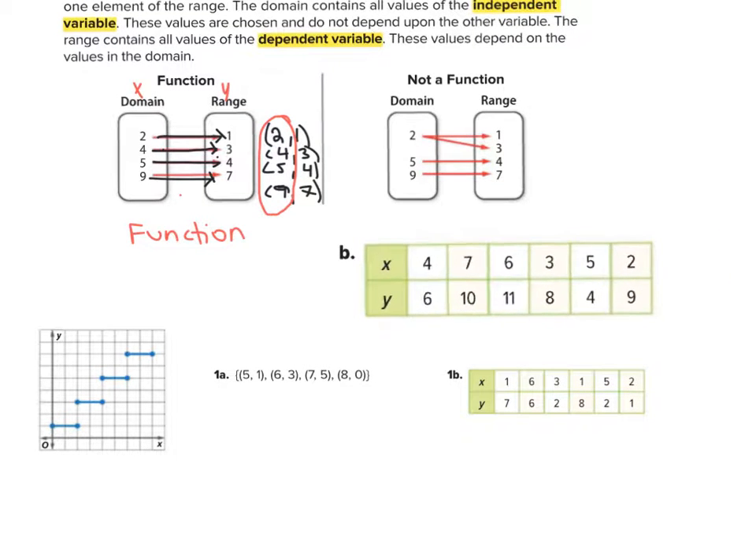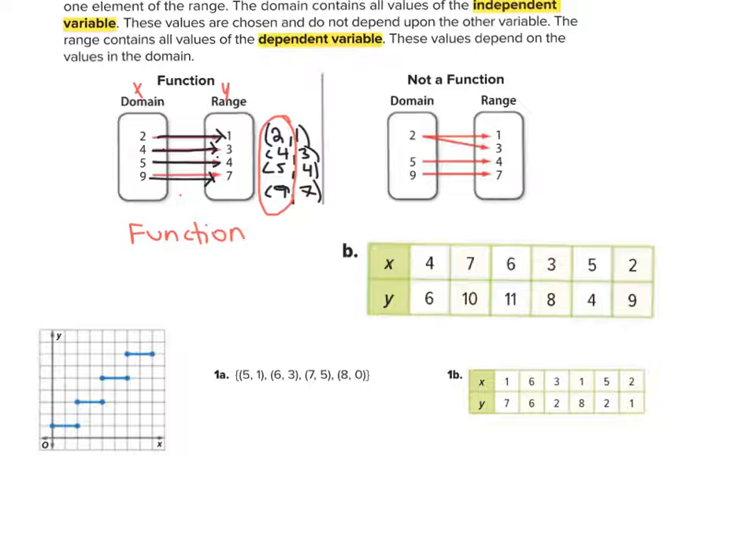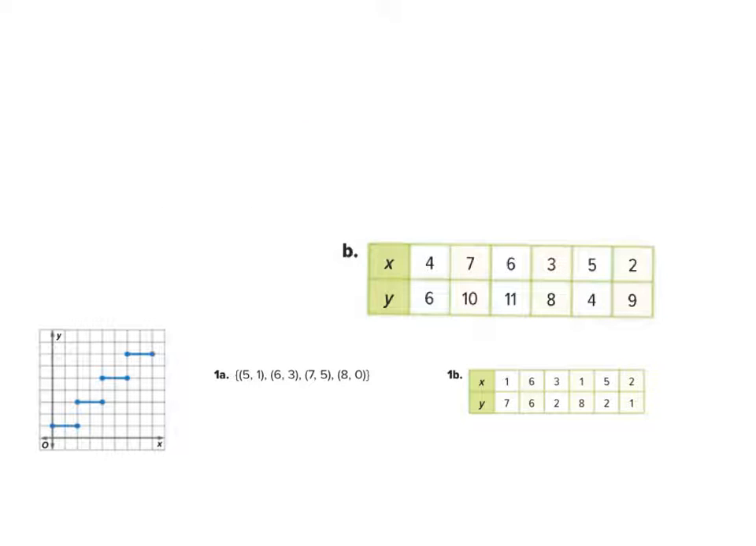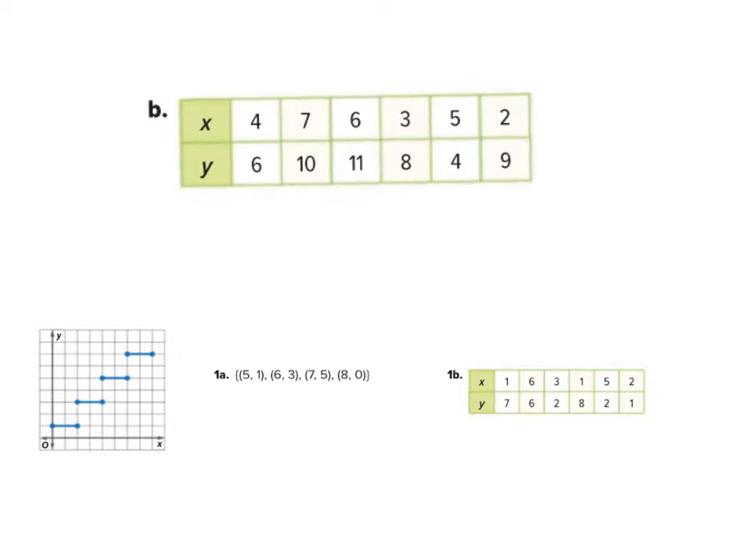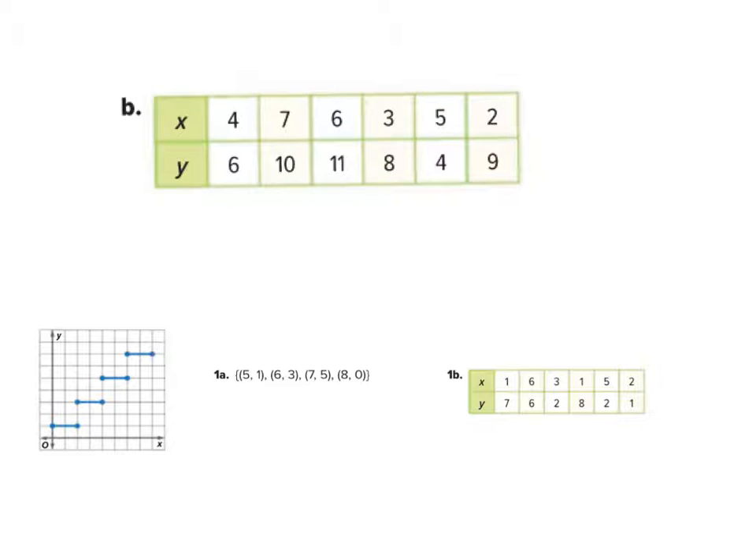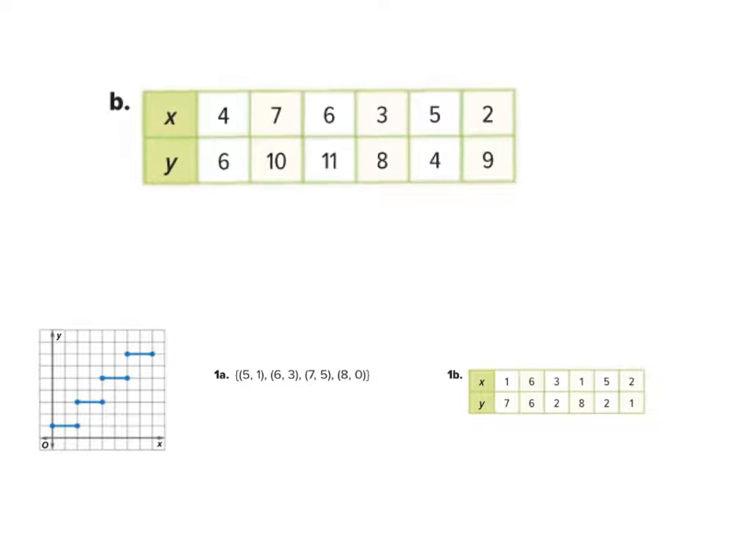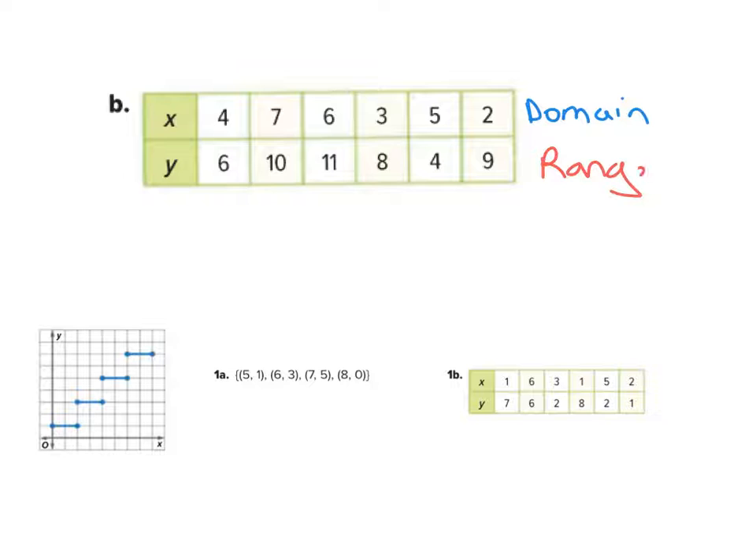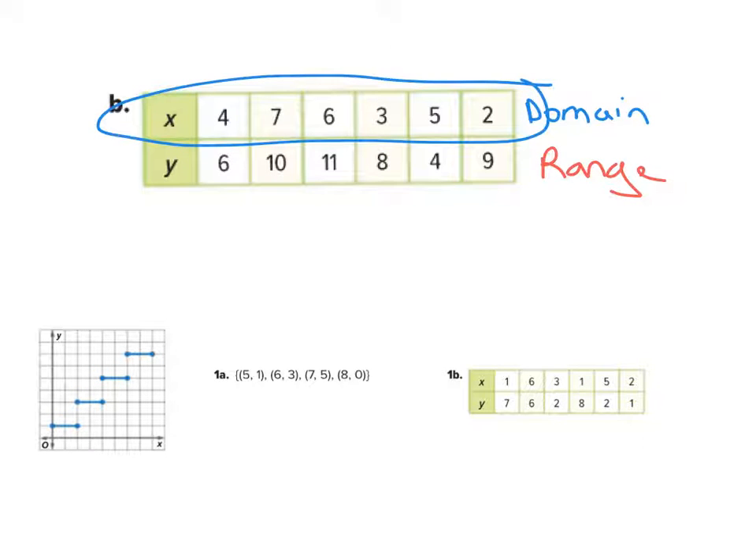Okay, so below I have a table. We are looking at example B together. And again, I want to draw my attention to the domain. I'm not worried about what the y's are doing. I really care about the domain when I'm checking to see if something is a function. So my domain are the x's, and the range are the y's.